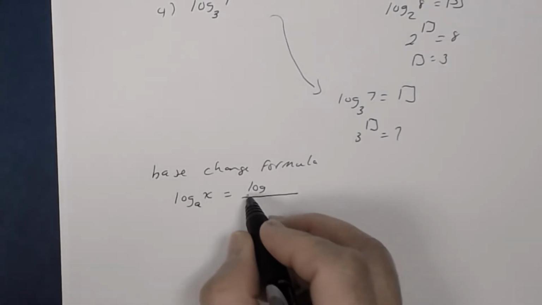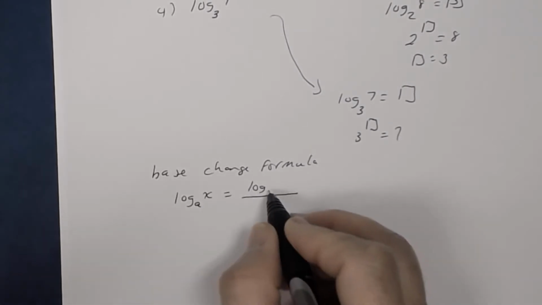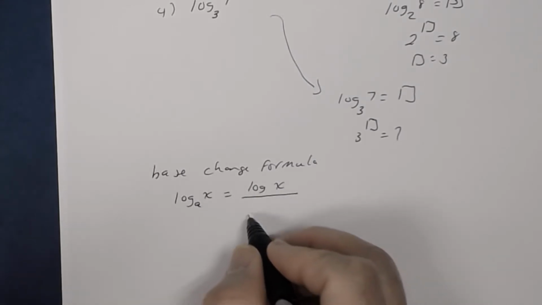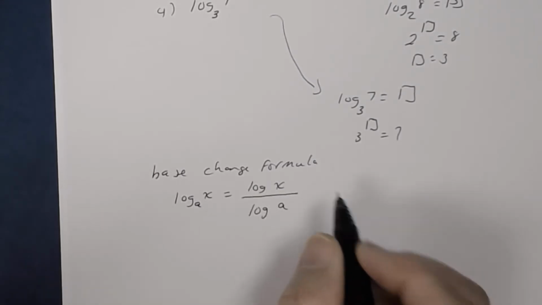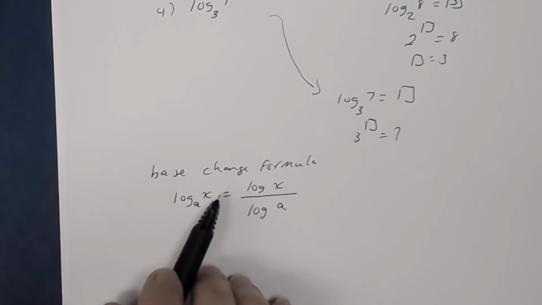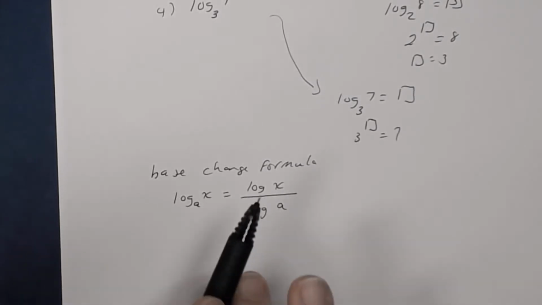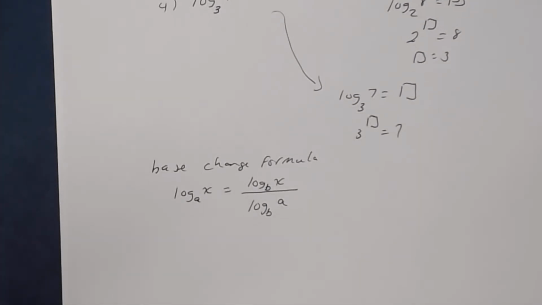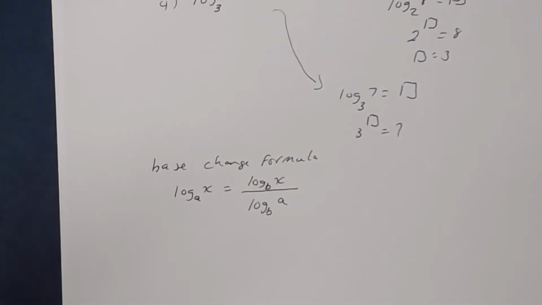In the numerator, this becomes the log of x. Now listen carefully. Log of x divided by the log of a. Do that first. So what I would do is rewrite this as the log of x divided by the log of a. Now let's talk about the new base. And you can use any new base you want.